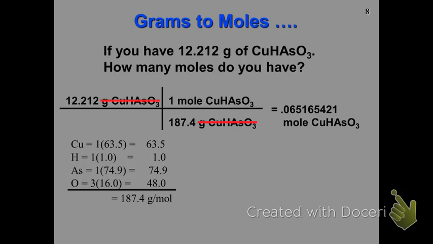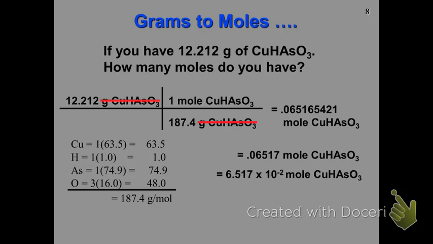So if you do significant figures, it looks like we have 5 significant figures in the 12.212, but 187.4 has 4. So our answer should have 4 significant figures. So let's go ahead and do that. And here is your answer with 4 significant figures: 0.06517 moles of CuHAsO3.